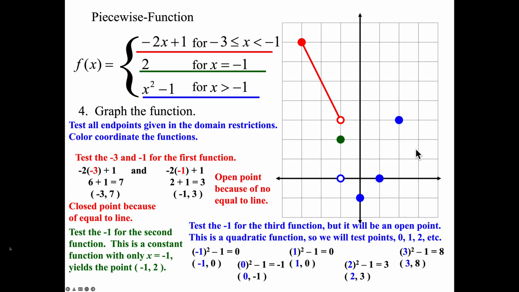Well, this should fit. 1, 2, 3, 4, 5, 6, 7, 8. There it is. So now I'm not going to test the 4 because I'm going to be off the graph. It's going to be too high. So here's my U parabola shape right there. Okay? Now the graph is done.